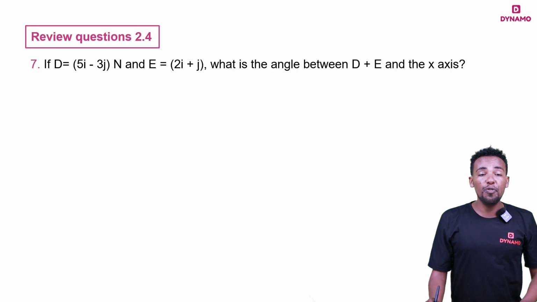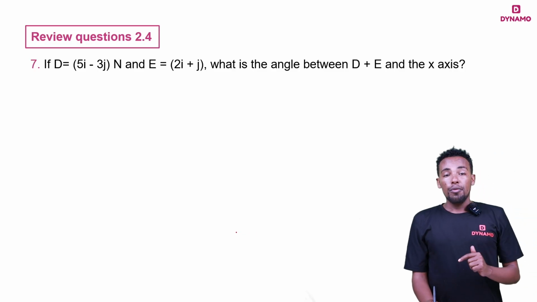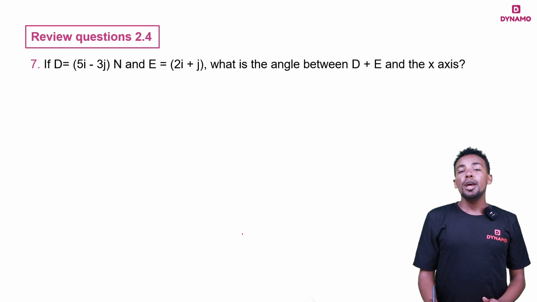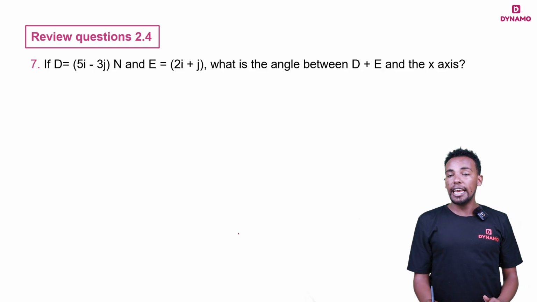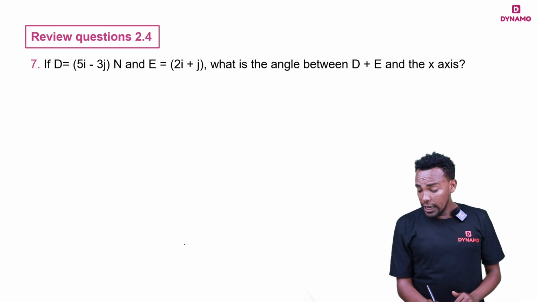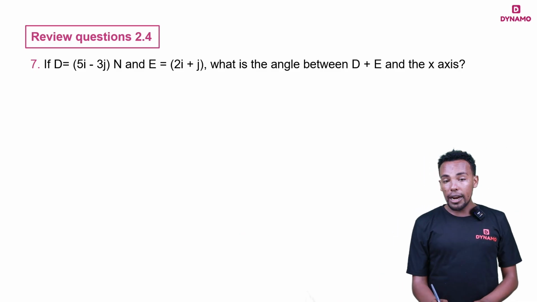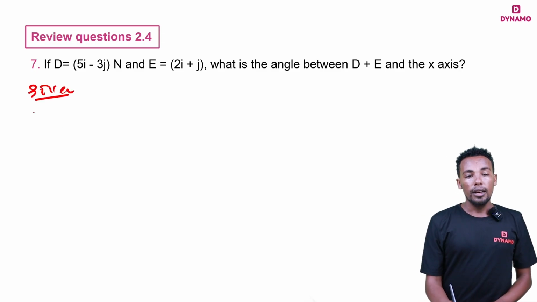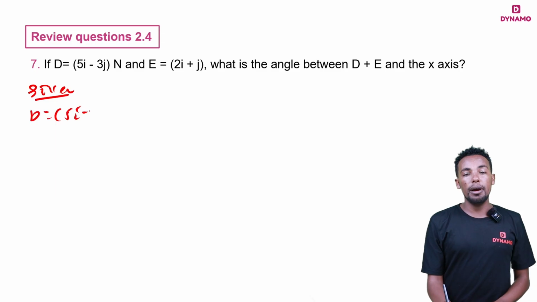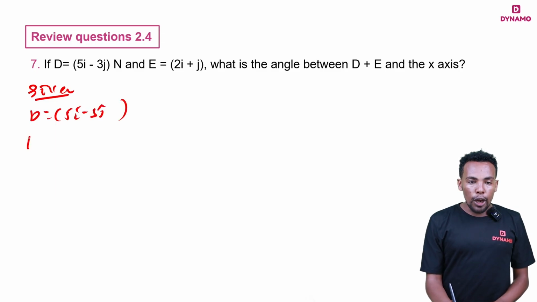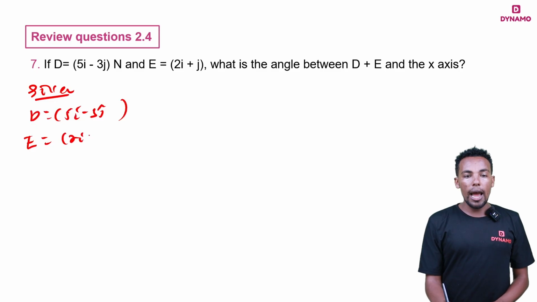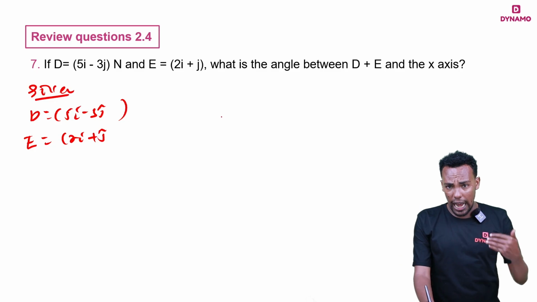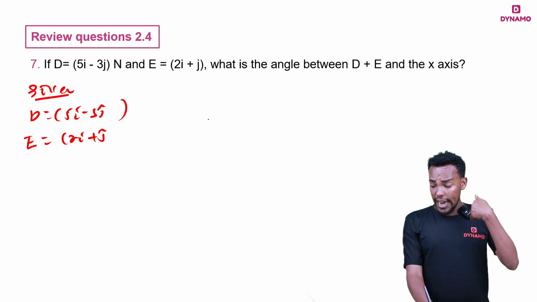Question number 7. If D is equal to 5i minus 3j and E is 2i plus j, what is the angle between D plus E and the x-axis? Given: D is 5i minus 3j, and E is 2i plus j. What is required is the angle between D plus E and the x-axis.